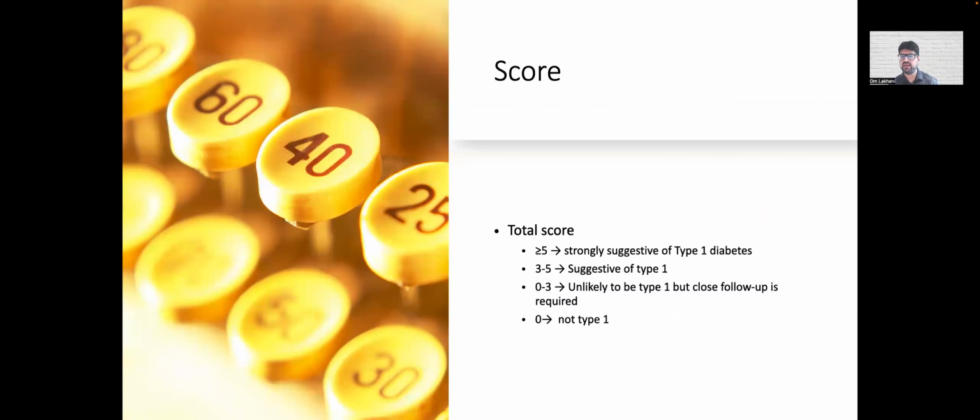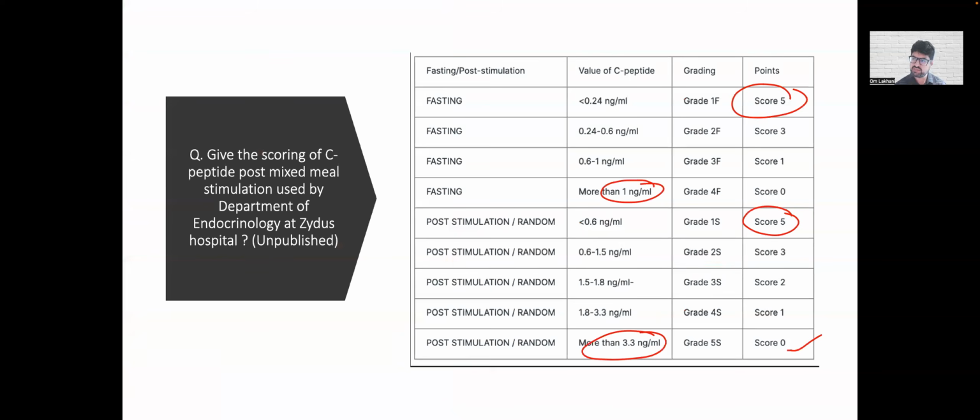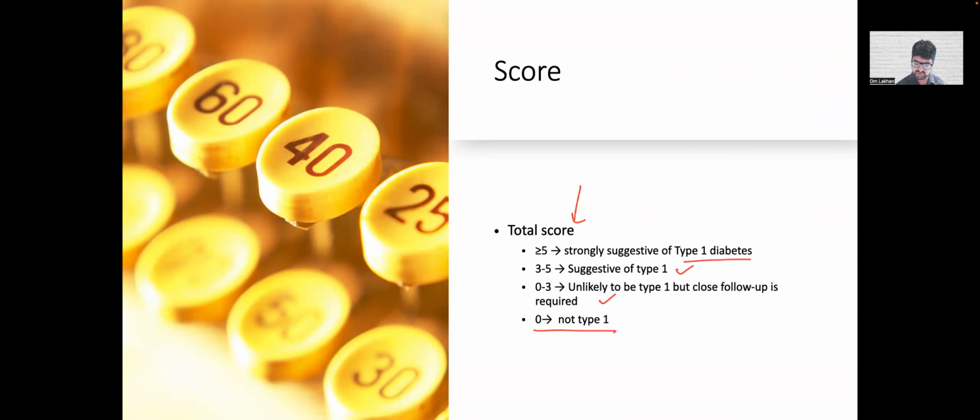You put this data, and if the score is more than or equal to 5, it is suggestive of type 1 diabetes. If the score is between 3 to 5, it is suggestive of type 1, but you still need to interpret with caution. If it is 0 to 3, it is unlikely to be type 1, but you again need a close follow-up. And if it is 0, it is not type 1, right? Here I'm not talking about the C-peptide value, I'm talking about the score, right? So if the score value is more than 5, it is suggestive of type 1, right? And how do you calculate the score? Do the mixed meal stimulation test and put the values according to this table, and then you get your score, right?